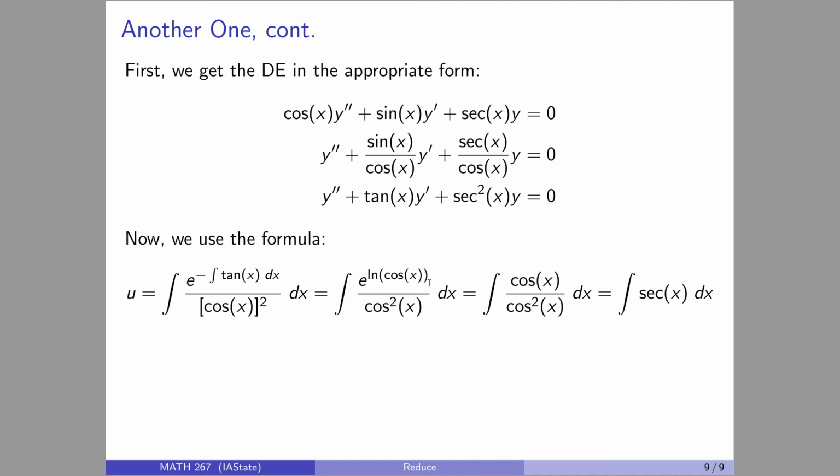Remember, tangent is sine over cosine. Then let u equal cosine. It's a pretty straightforward u substitution. All right, e to the log, of course, just gives me the cosine. Cosine over cosine squared gives me 1 over cosine, which is secant. So now we have to integrate secant.